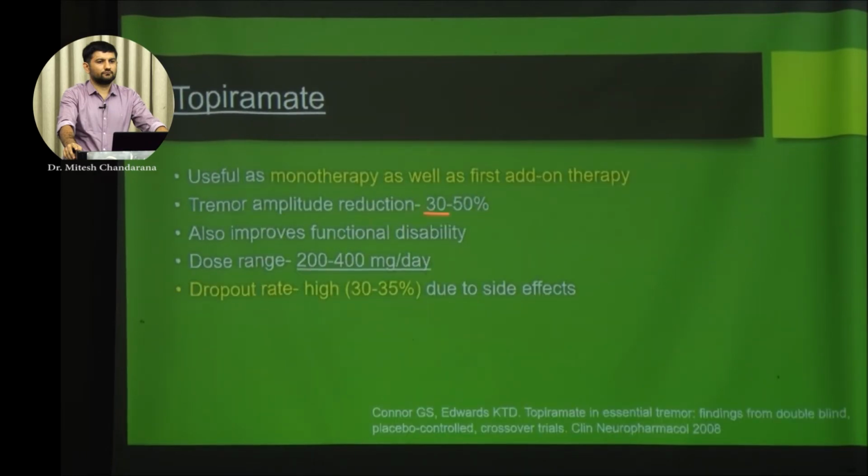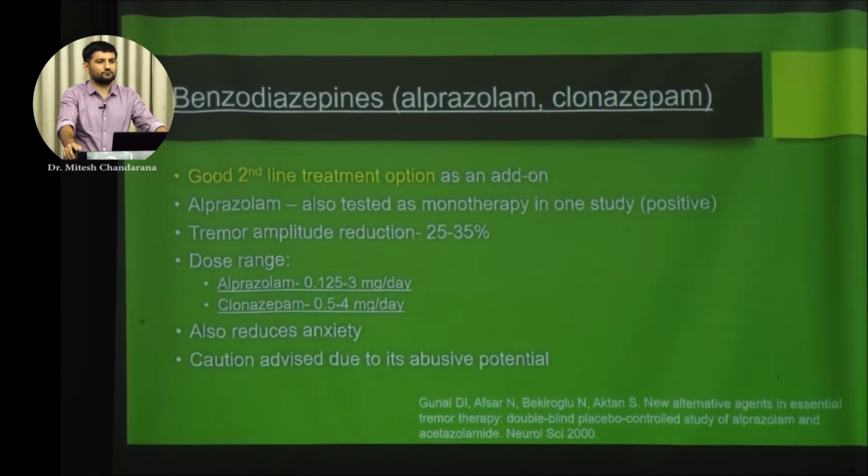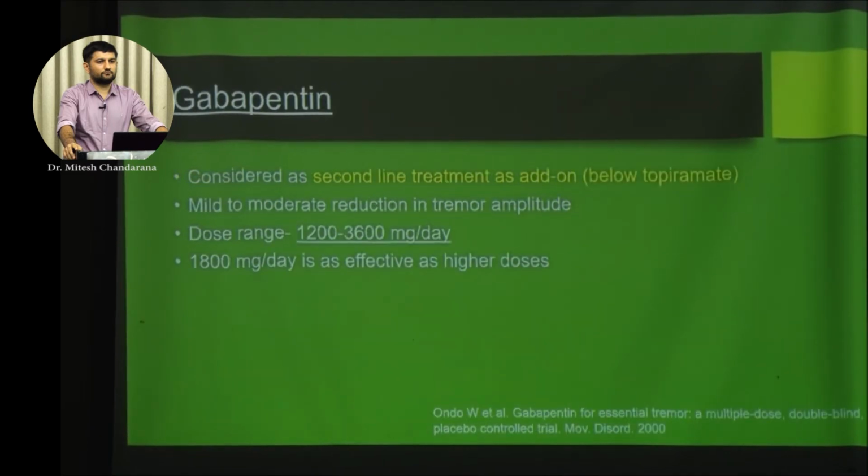Topiramate is useful as monotherapy as well as first add-on. Tremor amplitude reduction is 30 to 50% at higher doses, and dropout rate is high because of side effects. Benzodiazepine is a good second-line treatment option as an add-on. Alprazolam has also been tested as monotherapy in one study that was positive. 25 to 35% tremor amplitude reduction is seen. It also reduces the anxiety, and caution is advised due to its abusive potential.